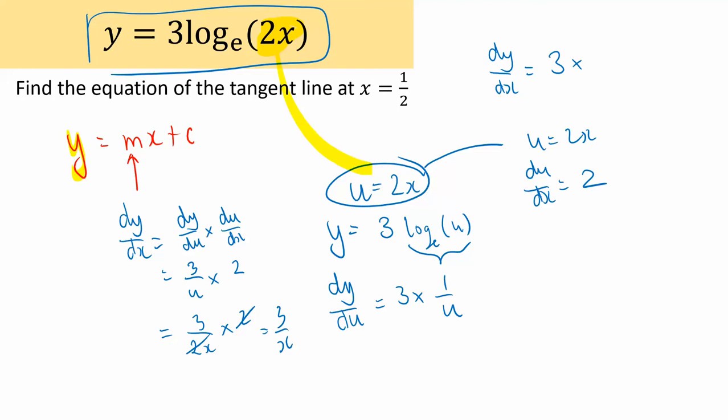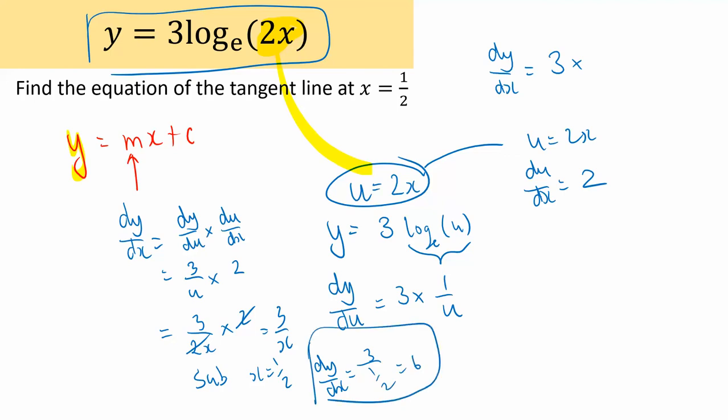Okay, so 3 divided by a half. How many halves in 3? 6. Okay, so that just tells me if I sub x equals half into the equation, then dy/dx equals 3 divided by half, which is 6. What does that 6 tell me? Don't forget the purpose. What does the 6 tell me?